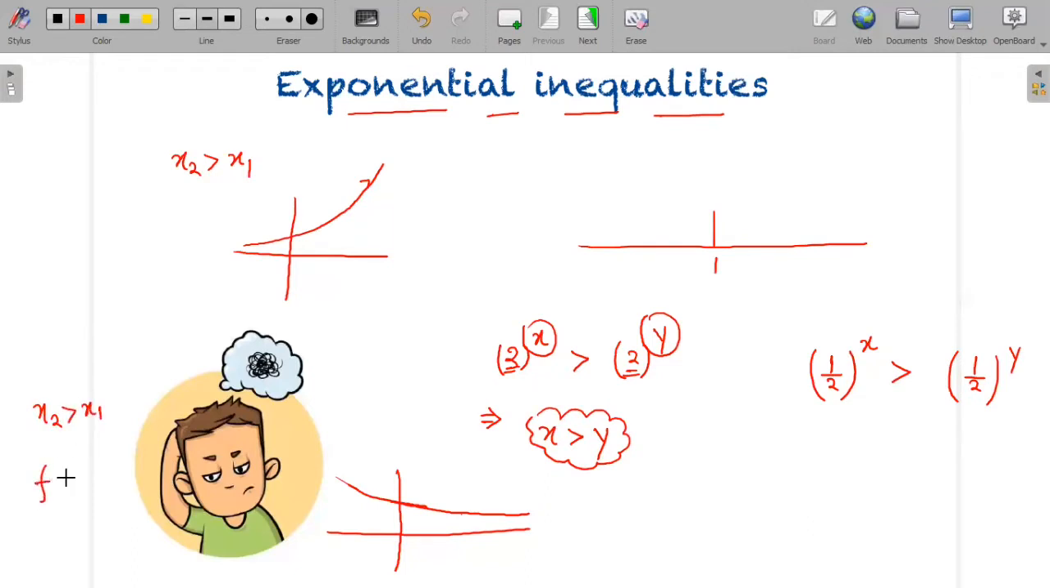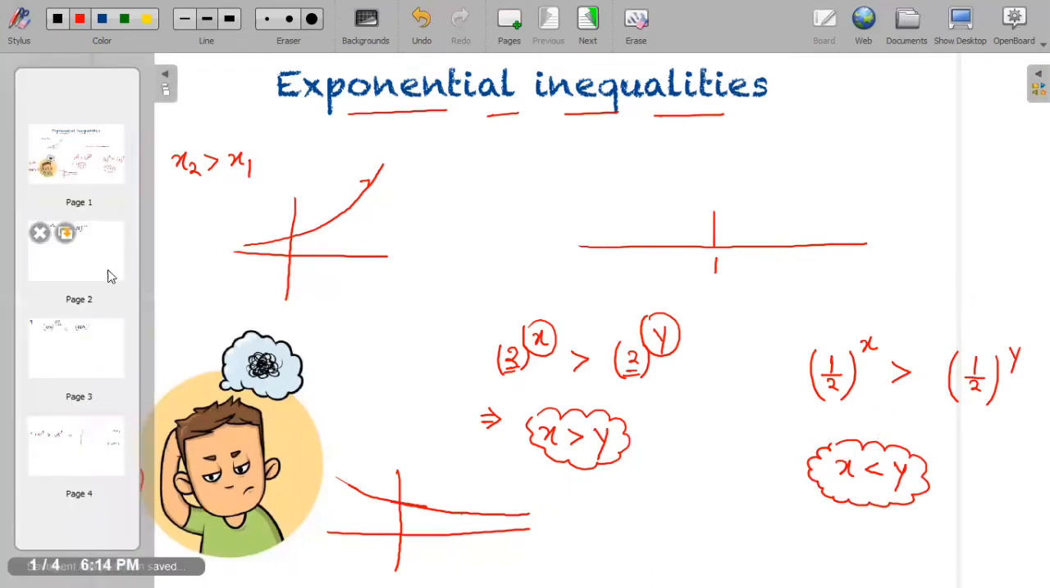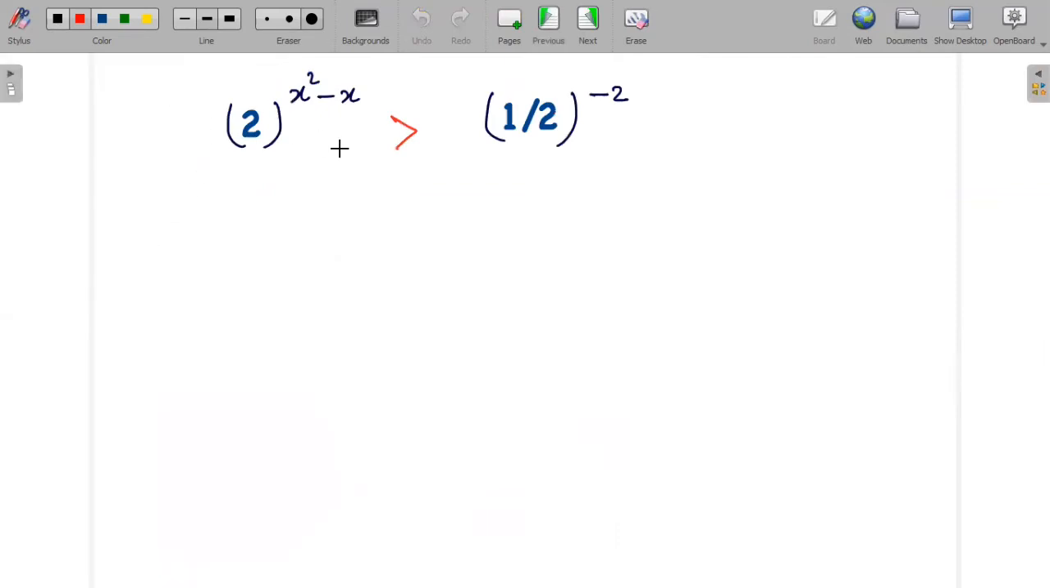So for x2 greater than x1, we have f of x2 less than f of x1. So there, 1 upon 2 to the power x is greater than 1 upon 2 to the power y. That means what should be the relation between x and y? Your x should be less than y, correct? So a greater x will bring a smaller value in the output. Now let me take some more questions.